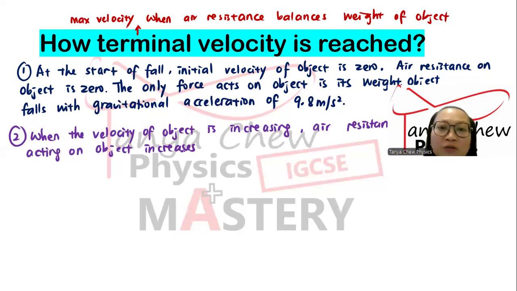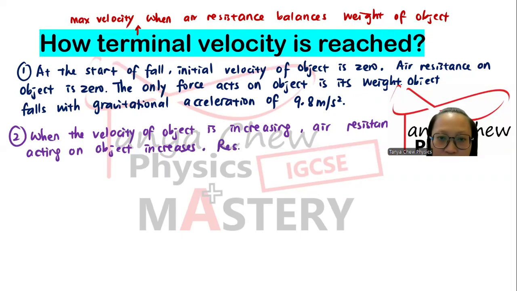That makes the resultant force on the object decrease. Do you still remember how to find the resultant force? You take weight plus negative air resistance. Why do I say plus negative air resistance? Because weight and air resistance are forces. Force is a vector quantity, so you have to consider direction. Weight is acting downwards, air resistance is acting upwards. Right? Could you see that? So you have to add a negative air resistance. That makes the resultant force acting on the object decrease.